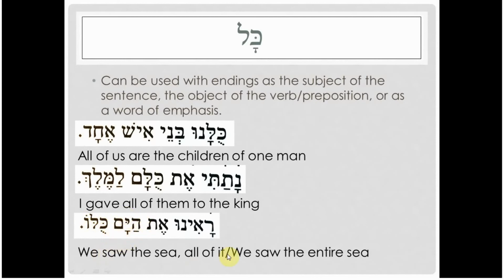So here you see I've done kind of a wooden translation and then a more idiomatic one. We saw the sea, all of it, or we saw the entire sea is how we could do that in English.